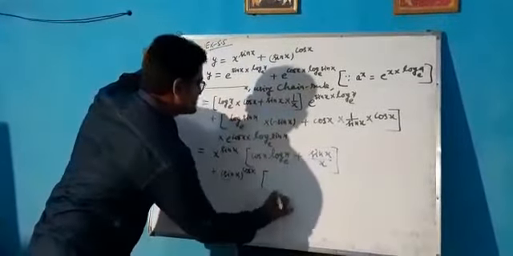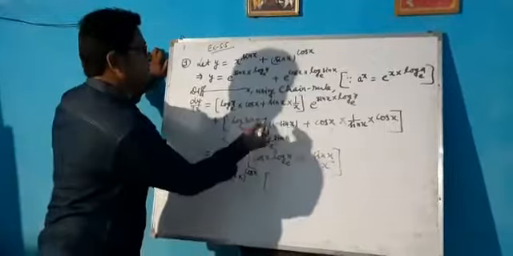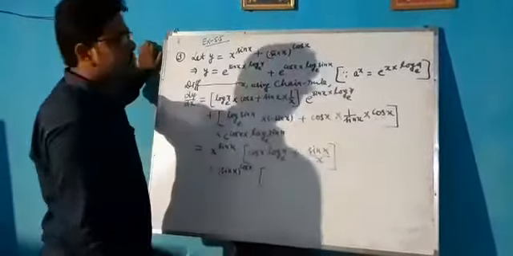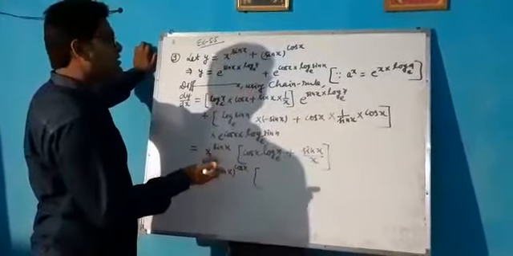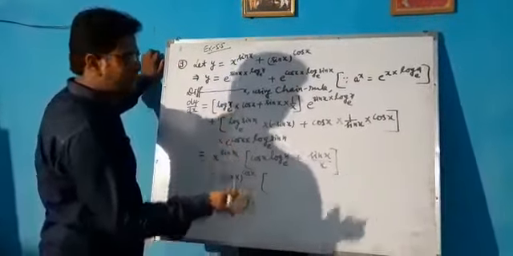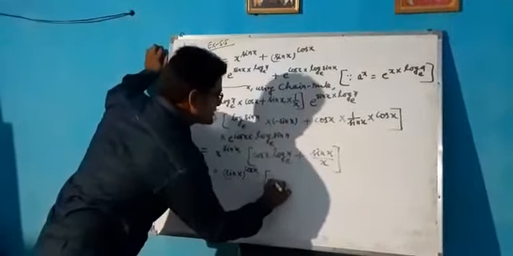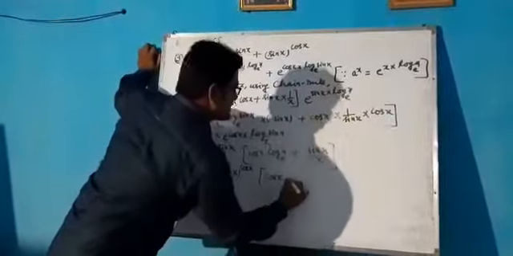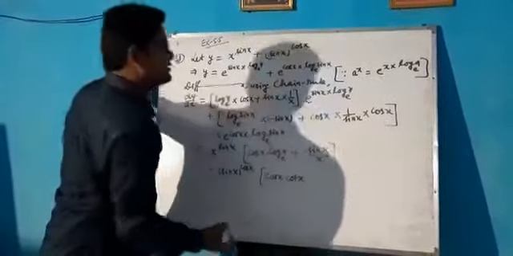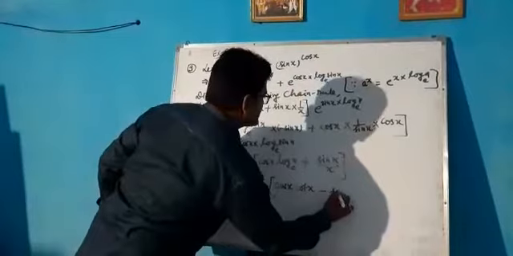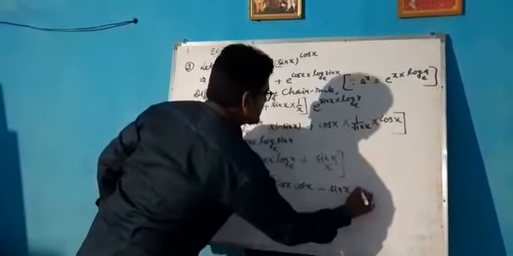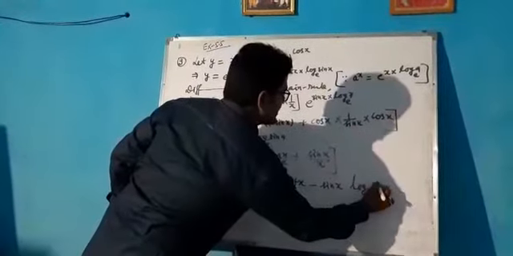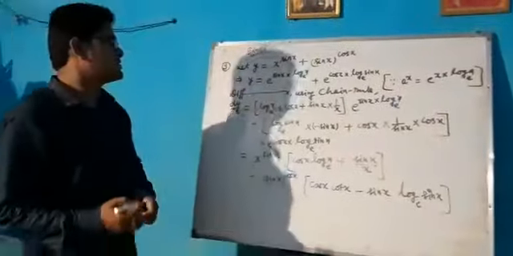It should be written as multiplied by, we can write this one first. Cos x by sin x is cot x, so we can write cos x cot x. Or you can directly write it like that, cos square x by sin x. So you can write it as cos x into cos x by sin x, cot x, minus sin x into log to the base e sin x. So this is your result.